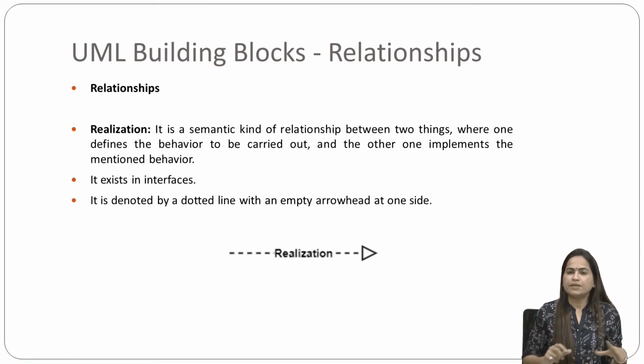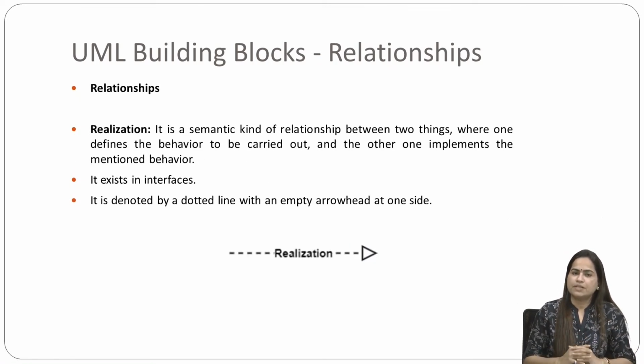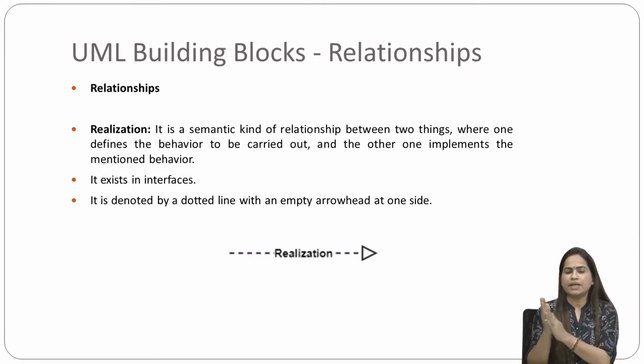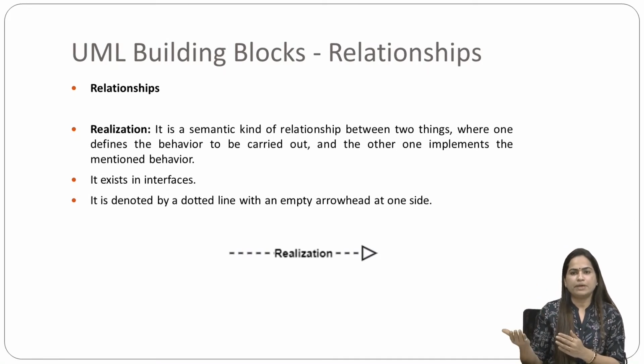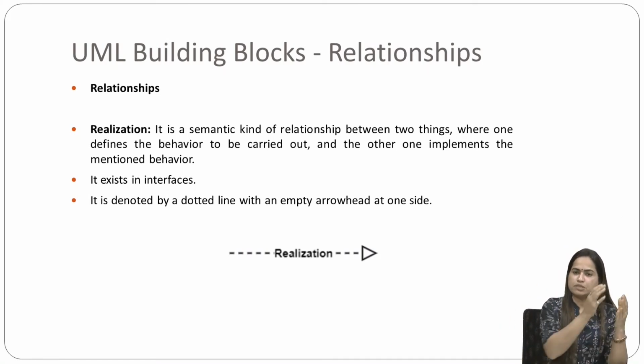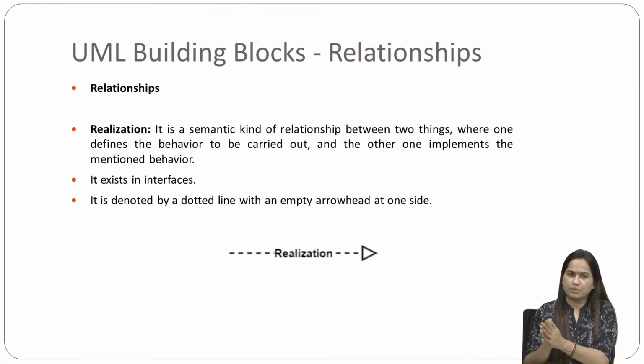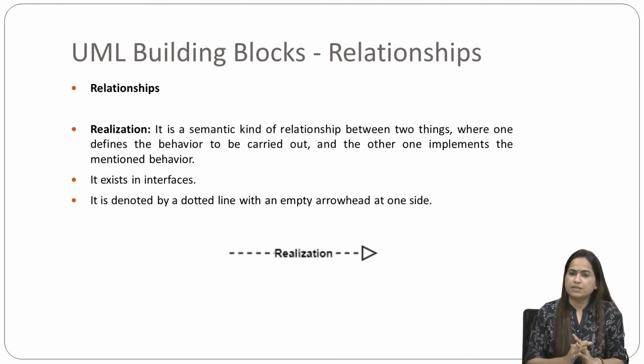Then the fourth one we have is realization. It is a semantic kind of relationship between two things where one defines the behavior to be carried out and the other one implements the mentioned behavior. One defines and the other one implements it. It exists in interfaces. It is denoted by a dotted line with an empty arrowhead at one side.